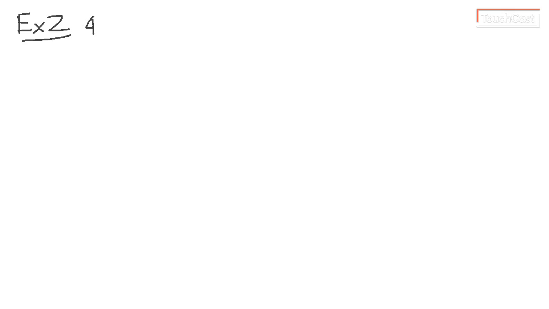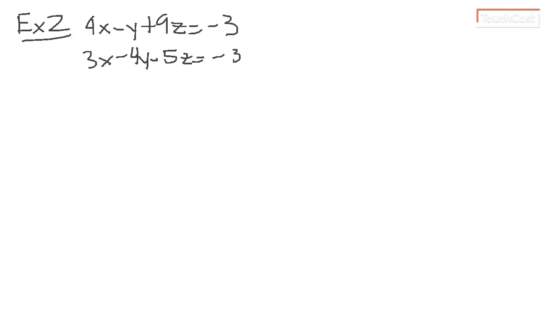We're going to have 4x minus y plus 9z equals negative 3. We're going to have 3x minus 4y minus 5z equals negative 31, and negative x plus 7y plus 11z equals 27.